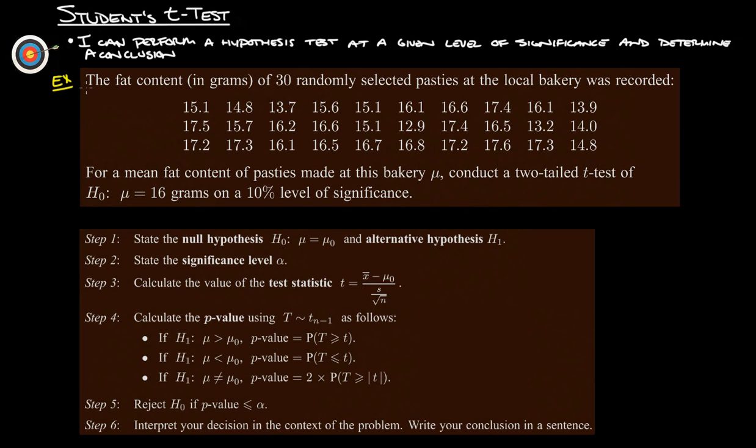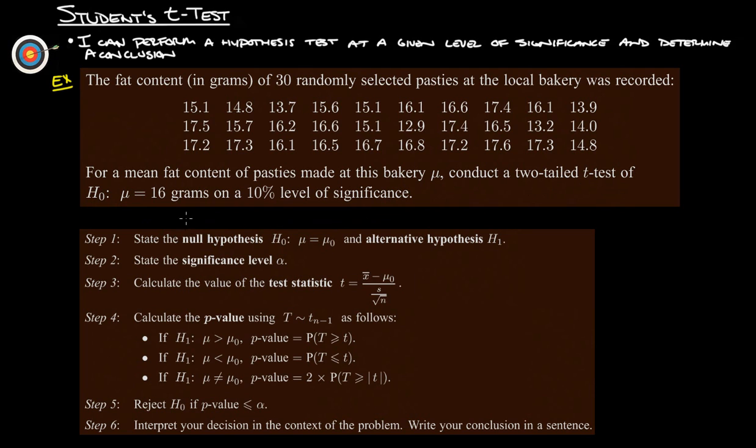Okay, so next example: fat content in grams of 30 randomly selected pasties at the local bakery was recorded. All this raw data here. For a mean fat content of pasties made at the bakery, mu, that mean, conduct a two-tailed t-test of H0: the mean equals 16 grams on a 10% level of significance.